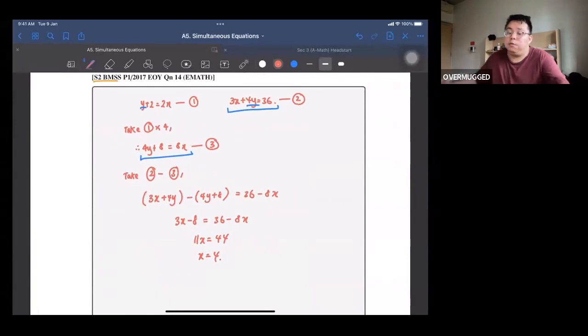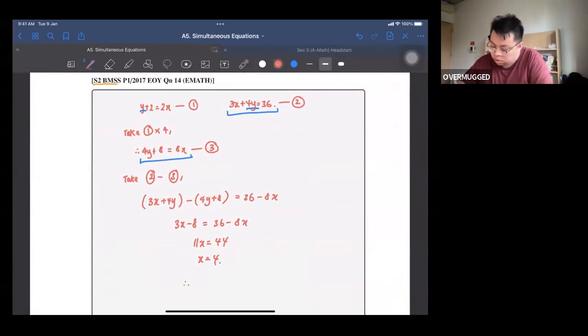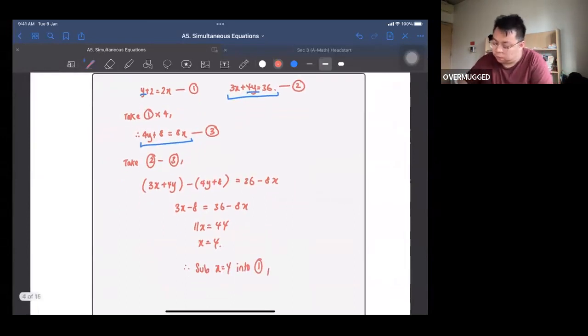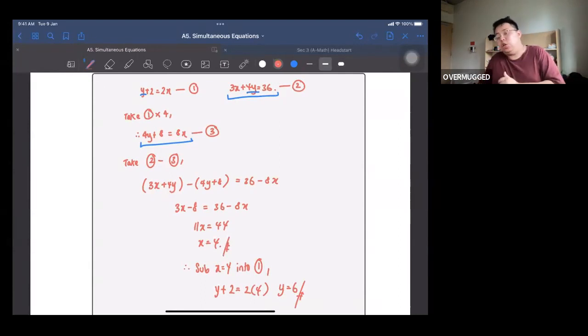Okay, so this is the first half of the question, and now we can solve the last one. Let's just do the substitution into equation 1. So you sub x equals 4 into equation 1, and what you're left with is y plus 2 equals 2 times 4, so y is 6. Okay, and this is the solution, and this is how you do the elimination method. What I've done here is to get rid of the y by taking equation 2 minus equation 3, and afterwards I'm able to throw x equals 4 back into the equation and solve out the answer. So this one is pretty straightforward, nothing too difficult here.